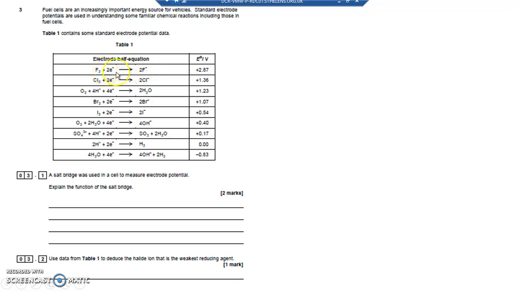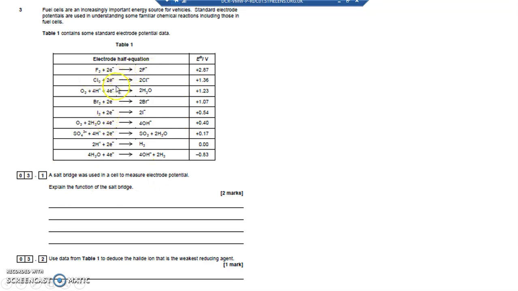When you reverse the equation the other way, then you add the two numbers together. So say for example we're considering that one and that one, and this one went ahead and this one went back the other way, you'd minus that number and then add the two together to give a positive value overall for it to go ahead, for it to be feasible.